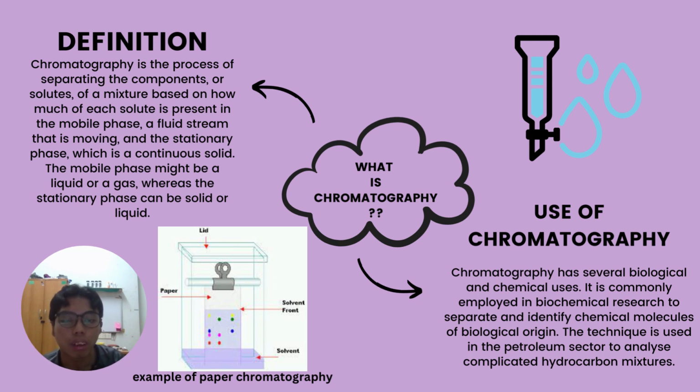The definition of chromatography is the process of separating the components or solutes of a mixture based on how much of each solute is present in the mobile phase, a fluid stream that is moving, and the stationary phase, which is a continuous solid. The mobile phase might be a liquid or a gas, whereas the stationary phase can be solid or liquid. If you see this picture, this is one of the basic chromatography techniques, which is paper chromatography. So what is chromatography actually used for?